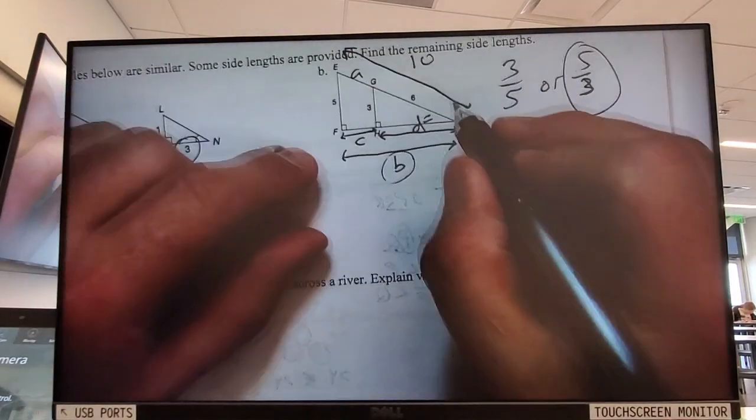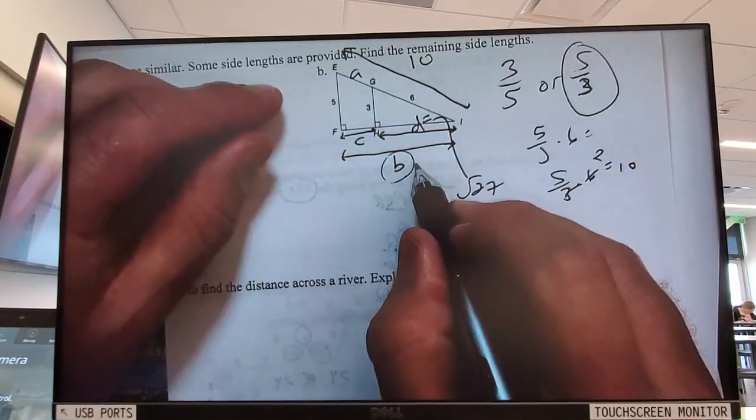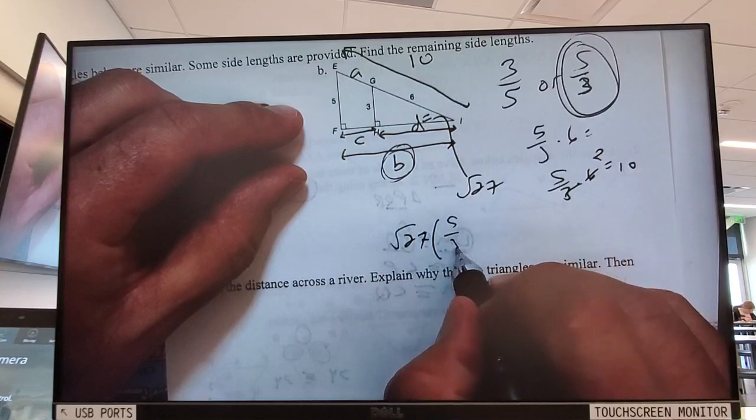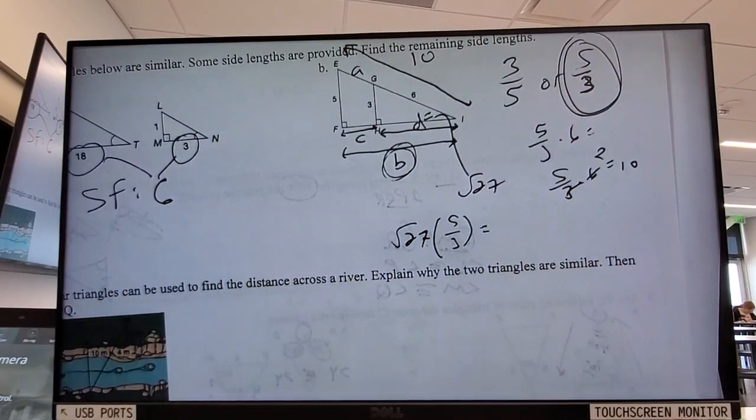So if I know that D is square root of 27, and I want to know what B is, I just take square root of 27 times the scale factor, 5/3. And you just have to write all that down. You could simplify square root of 27, believe it or not. Isn't 27 9 times 3? Square root of 27 is the square root of 9 times the square root of 3, which is 3 times the square root of 3. But you don't have to know how to do that. It's not part of our class. So you could just write 5 times square root of 27 over 3. Yes? Is that okay?